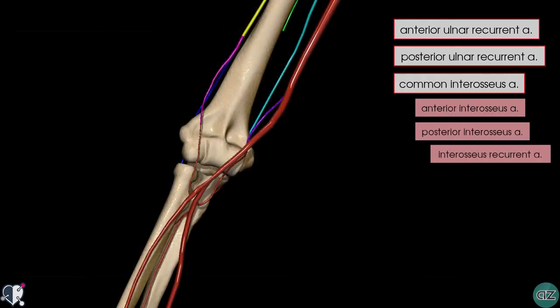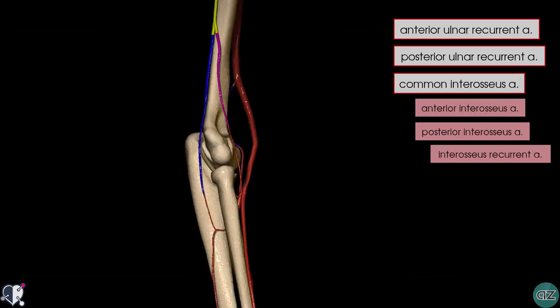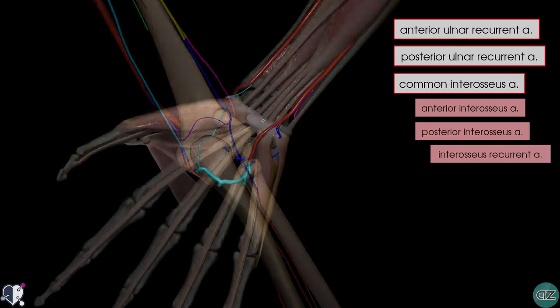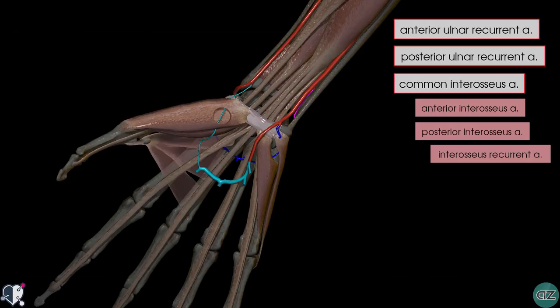So we've taken a good look now at this rich anastomotic network that's formed around the elbow joint, and we've looked at the proximal branches of the radial and ulnar arteries that contribute to this, as well as the branches of the brachial artery. In the next tutorial, we'll take a look at the distal branches of the radial and ulnar arteries and the blood supply to the hand and the wrist.